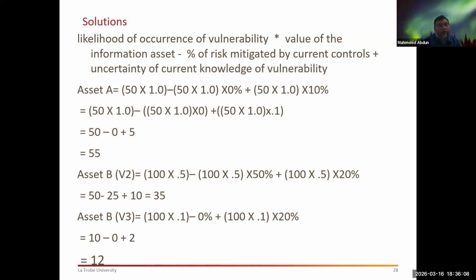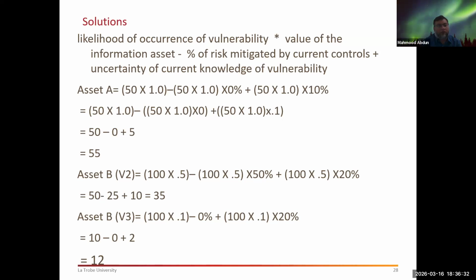And then there are no controls. If there was any control, that control would have reduced our risk. This is the main risk. Remember, this is the main risk. The main risk is the value of the asset times the likelihood of occurrence of the vulnerability, and this is the impact. So this is basically your risk amount.